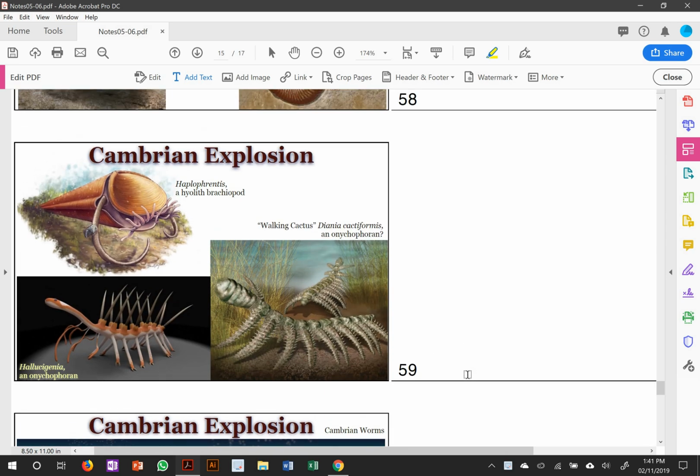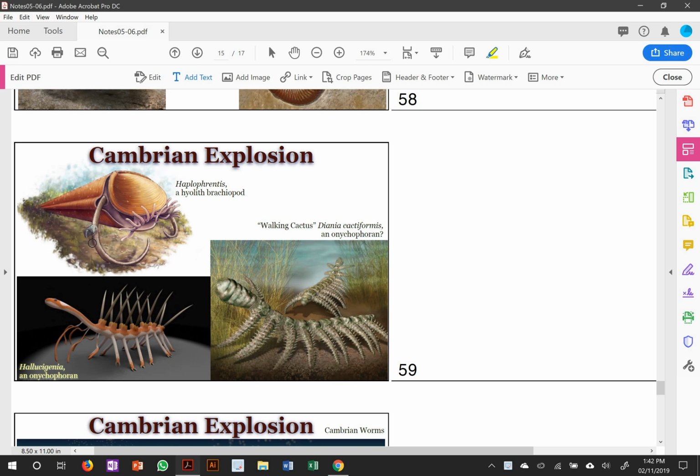We have some other weird exotic animals, including hyolithids like this Haplophrentis, which, up until fairly recently, nobody really knew what they were. But a study of literally thousands of fossils found some that preserved a ring of tentacles called a lophophore, and that, in combination with a shell and a microshell structure, suggests that these are related to a modern group called brachiopods, which you will see in lab on Friday. So keep this guy in mind.